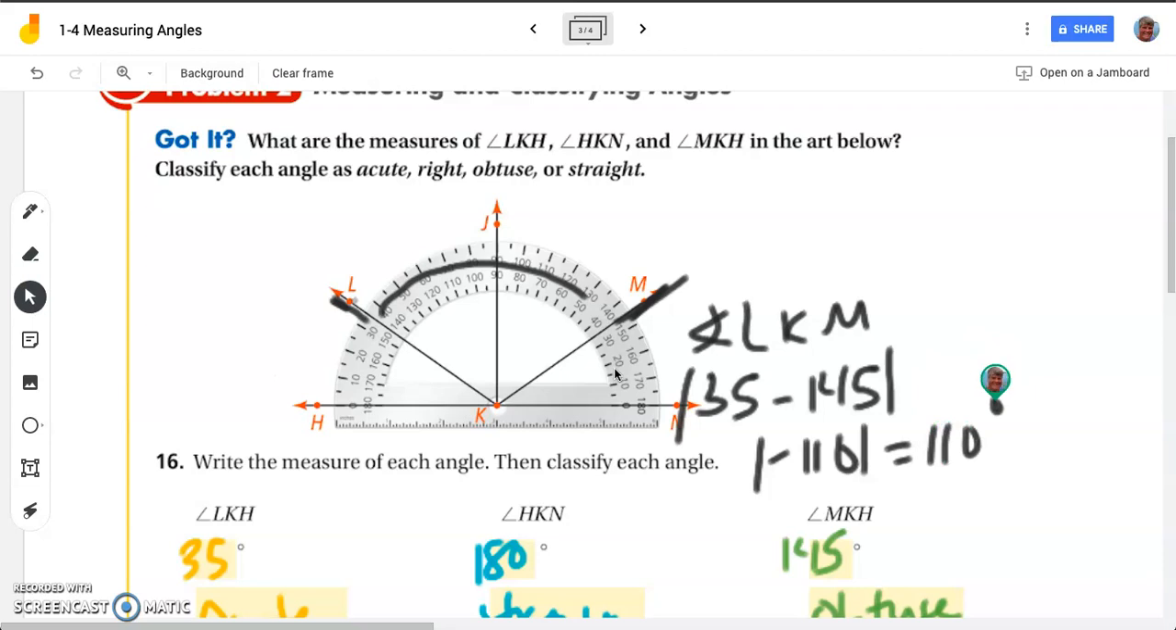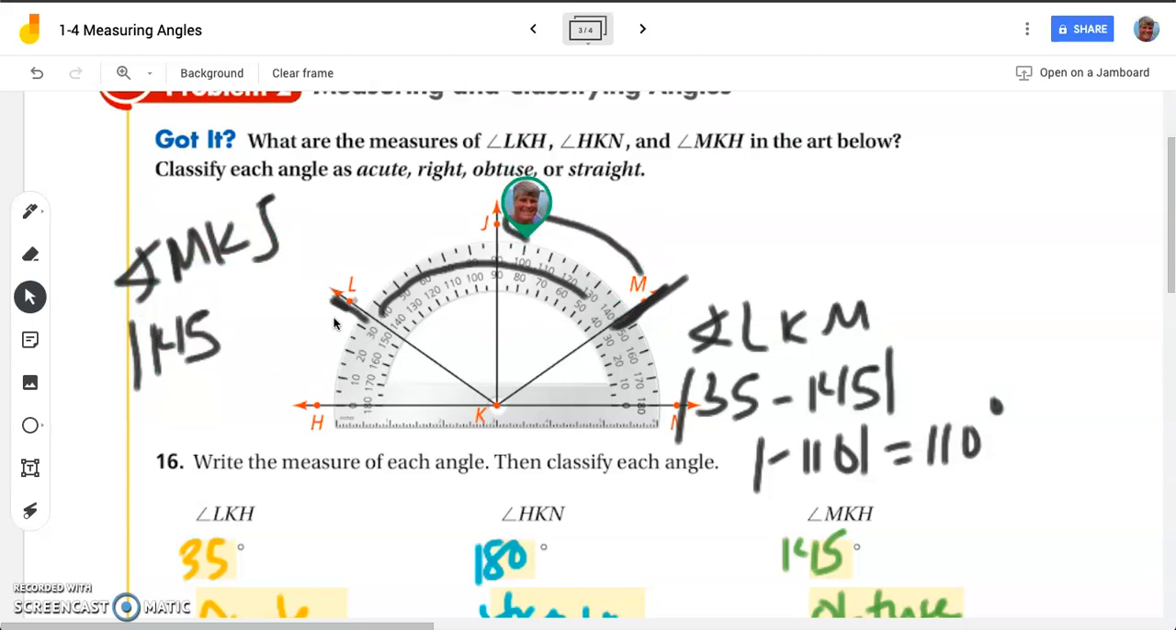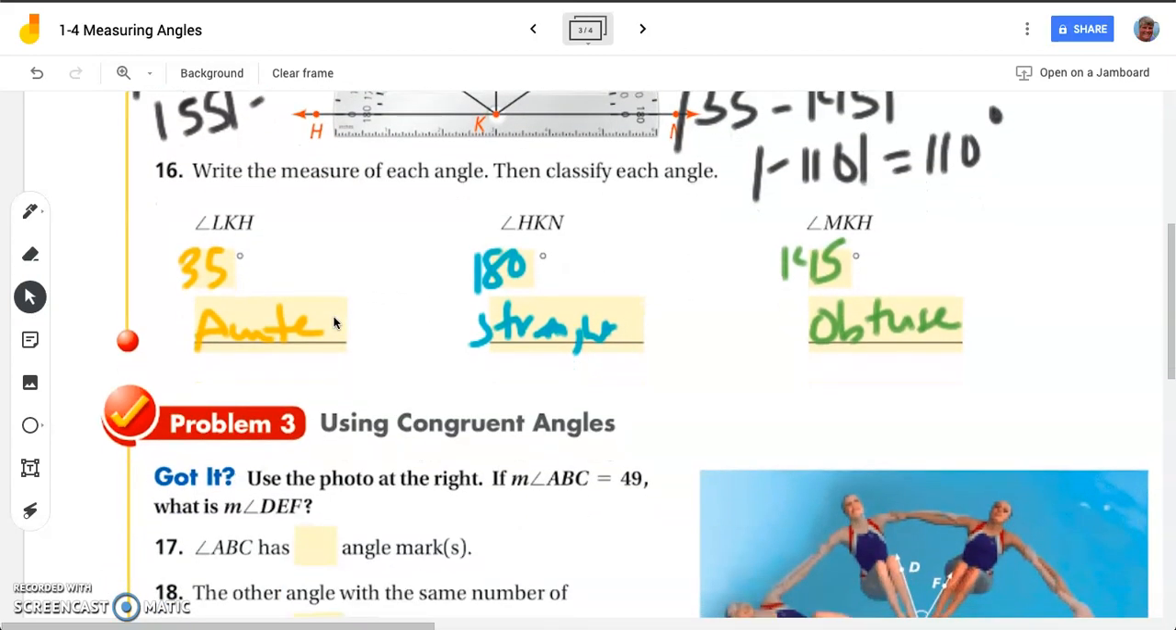Okay, so another example might be MKJ. So we go from 145 here, and again, it doesn't matter which direction I go as long as I read, since I'm going this way, I'm going to read the top number, and this is at 90, so I'm going to take the absolute value of the differences, which gives me the absolute value of 55, which means angle MKJ is 55 degrees. Okay, so hopefully that helps there.